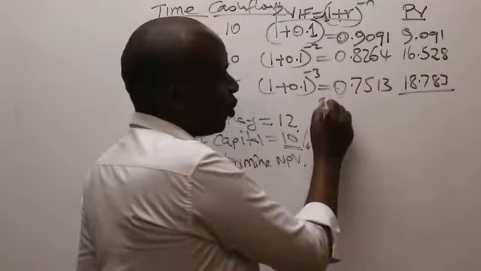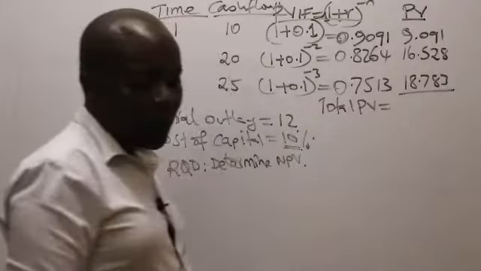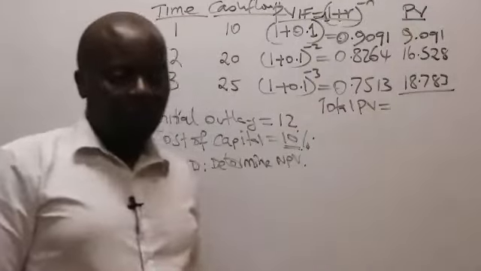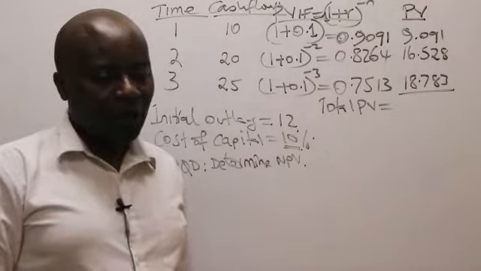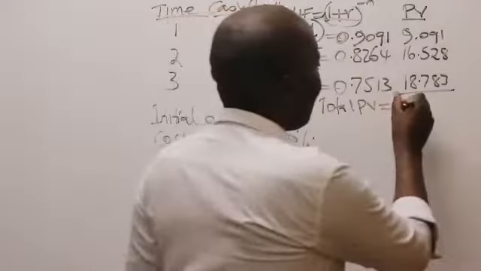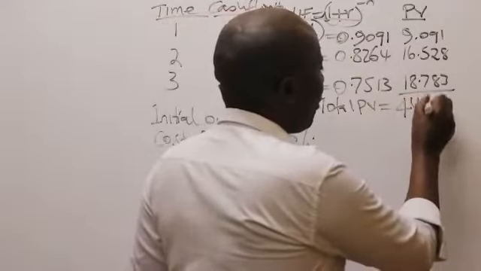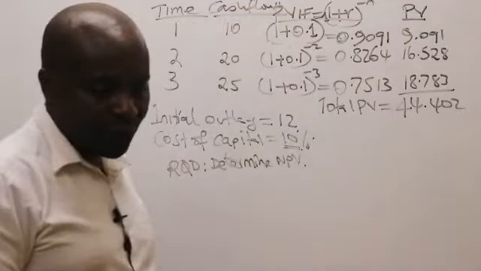Give me the total present value. So total present value, when you add all of them, it will come to 44 point what here, somebody? 44.402.